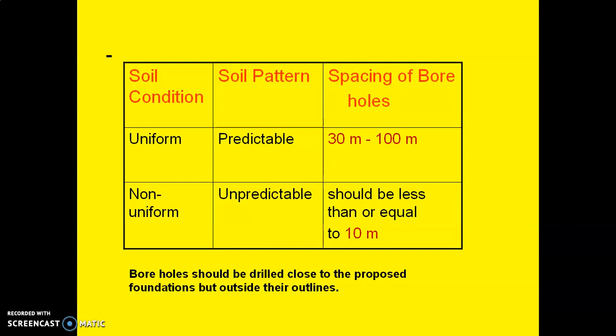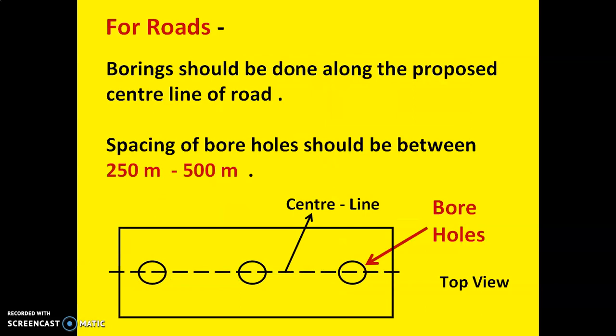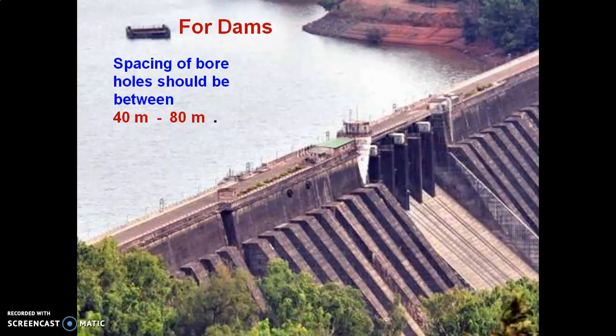Now let us see boreholes to be done for other civil engineering works. For roads, boring should be done along the proposed center line of the road. Keep the spacing of the boreholes between 250 to 500 meters. For dams, boreholes should be drilled in the dam site and reservoir area. Spacing of the boreholes should be between 40 meter to 80 meter.